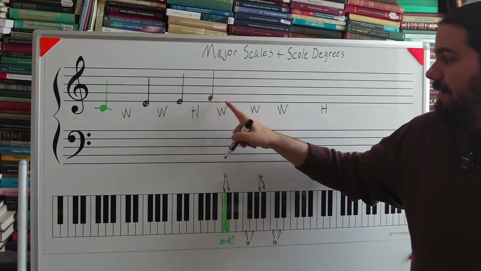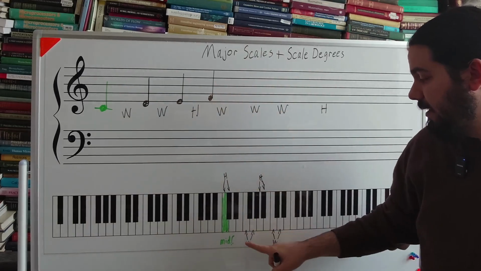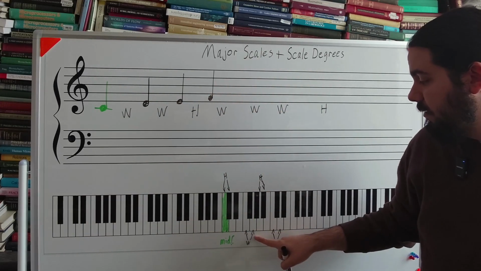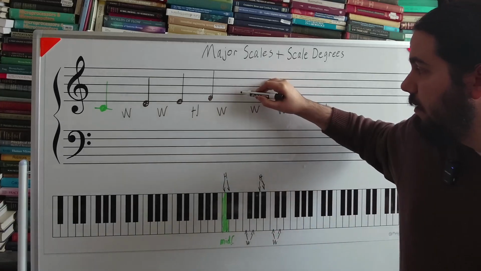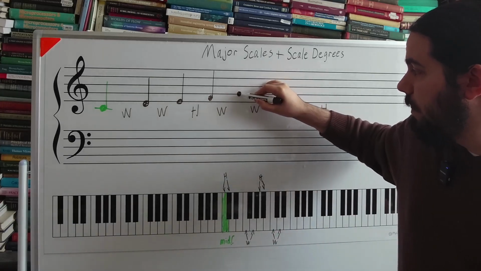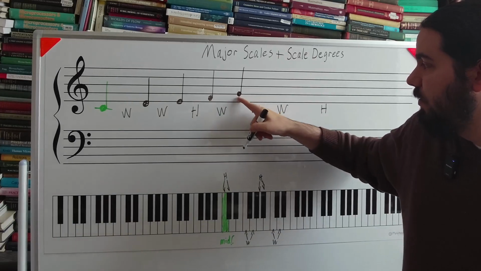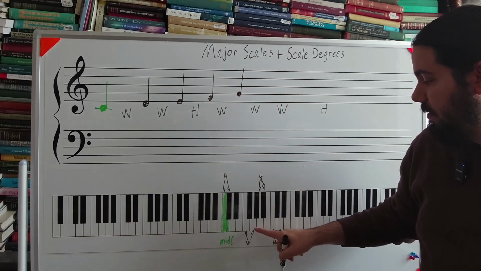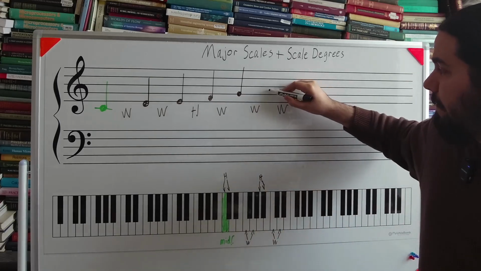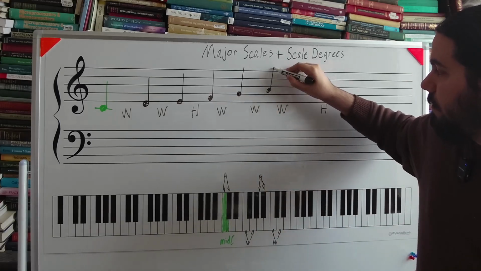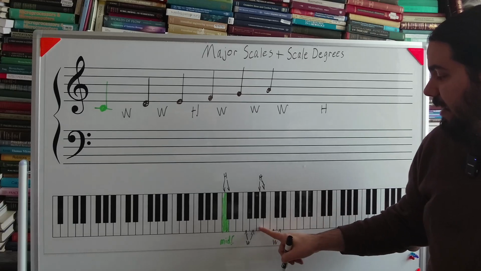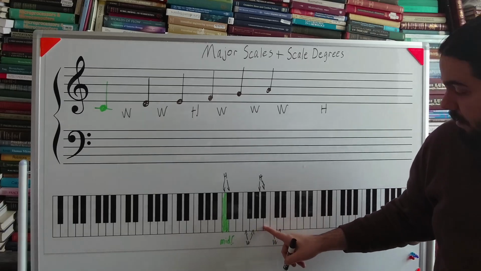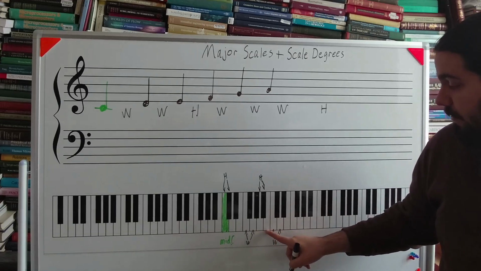Then we want a whole step up from F. In this case, it would be G. Then a whole step up from G is A. Whole step up from A is B, right?